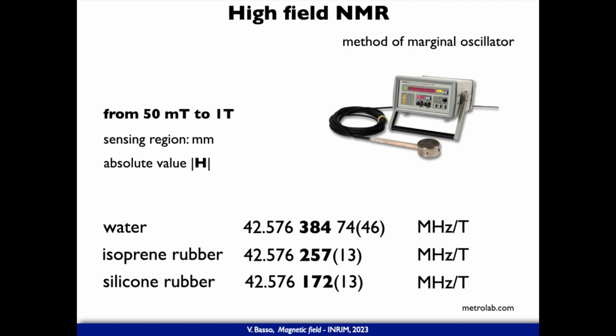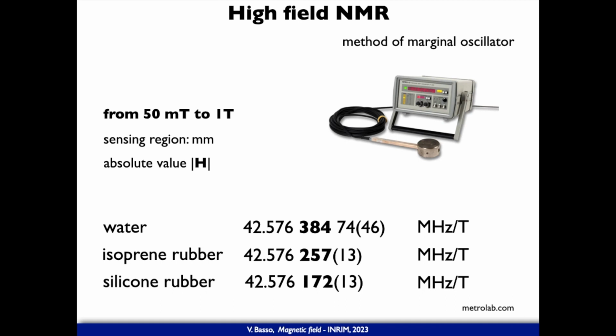It's a method, an instrument that works very well for large fields. Metrolab is one of the few producers, with a very good reputation in the world. The point is that water is not practical to use, so the producers of instruments have calibrated other materials, for example rubber, another material rich in hydrogen, but in that case the gyromagnetic ratio is slightly different.